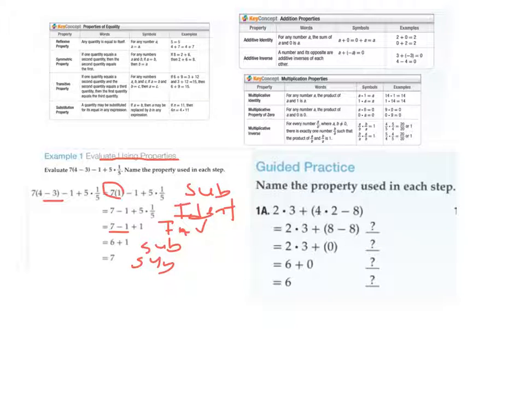What's going on in this problem? If we have this as our original problem, we go from the 4 times 2, so that's the substitution property. And then when we go 8 minus 8, we have the addition property of, I believe it's 0, identity, additive identity. And then when we take 2 times 3 to 6, we do the substitution. And then 6 plus 0 is also the additive identity property.